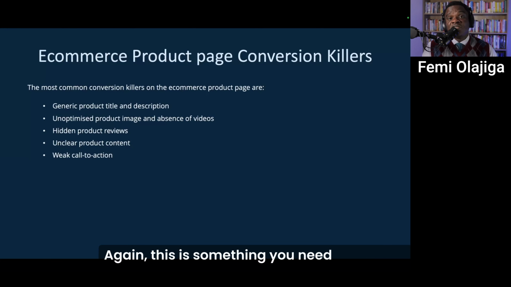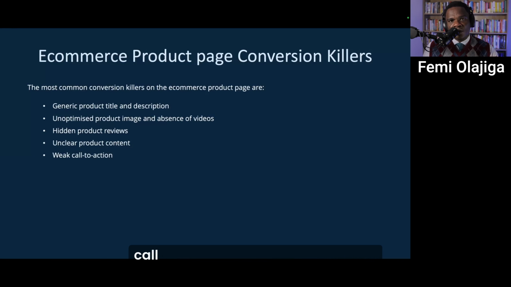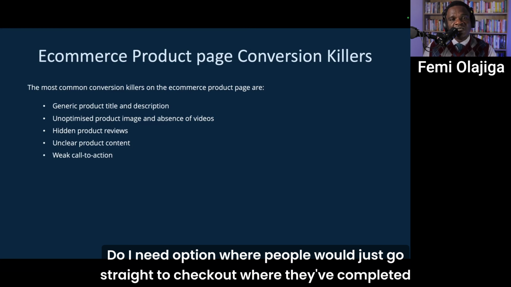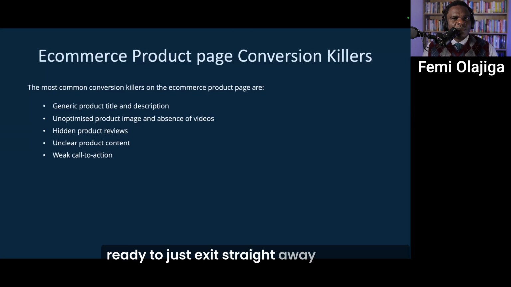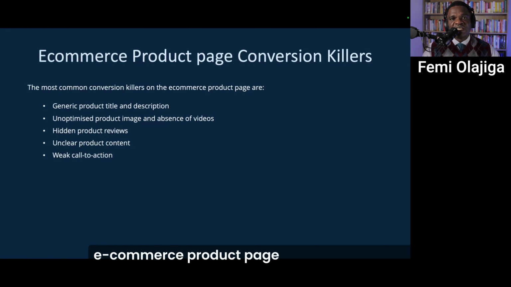Again, this is something you need to A/B test to look at how I can improve the weak call to action on my product pages. Do I need to have an option for people to add things to the wish list? Do I need an option where people will just go straight to checkout where they've completed buying? Or do you just have the add to cart button alone? And if someone is ready to just exit straight away, what are the options they have? So again, this is where we use A/B testing to identify what works best, because every e-commerce product page is unique.